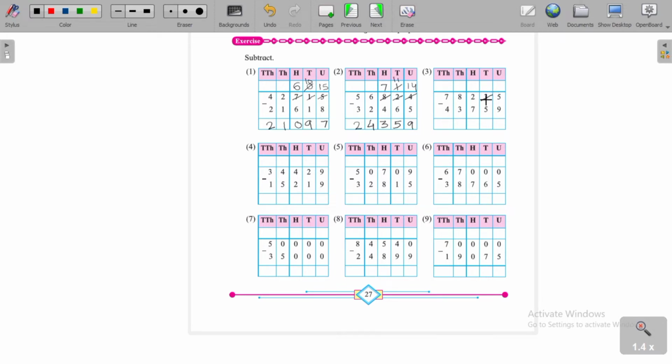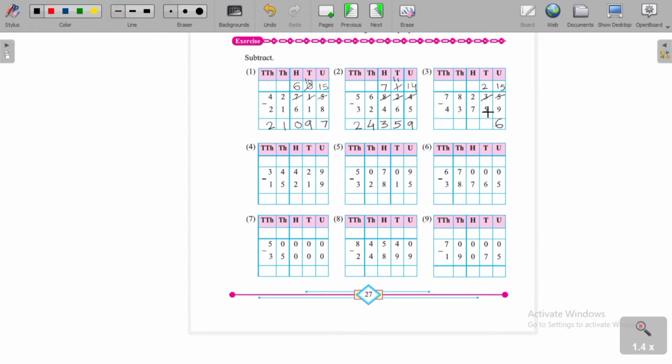We are borrowing 1 ten from here to the units. So from 3 tens, when you borrow 1 ten, 2 tens remain here. And 10 units, what you borrowed from here, plus these 5 units together, they make 15 units. Now you can subtract 9 from 15. 15 minus 9 is 6.